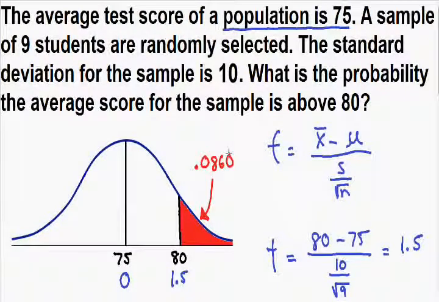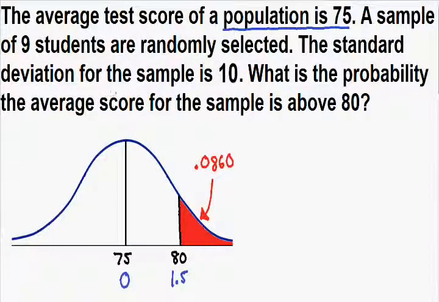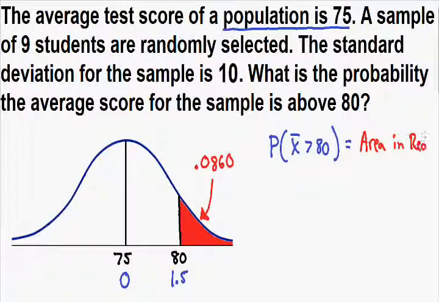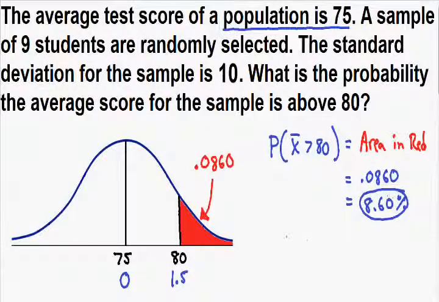Now we have everything we need to answer this problem, and I need a little bit more space, so I'm going to erase this here on the right. Once again, this question is asking us, what is the probability that the average for the sample is above 80? What is the probability that the average for the sample is greater than 80? We know that this is equal to the area in red, the area above 80, and the area in red is equal to 0.0860, or you could say 8.60%. The probability that the average for the sample is greater than 80 is 8.6%, or you could say the probability that t is greater than 1.5 is equal to 8.6%.